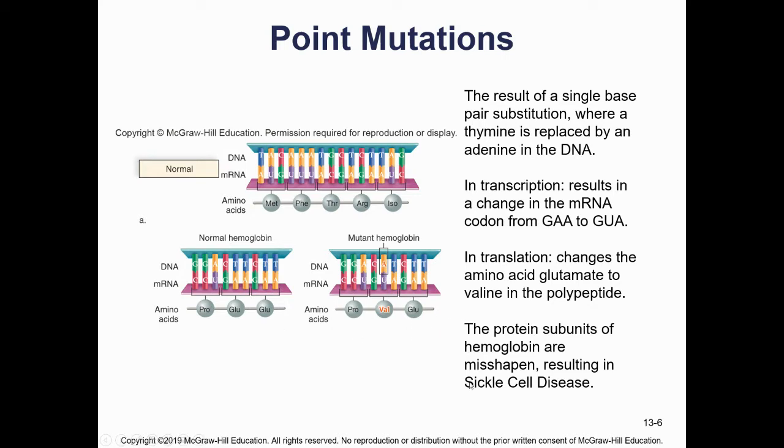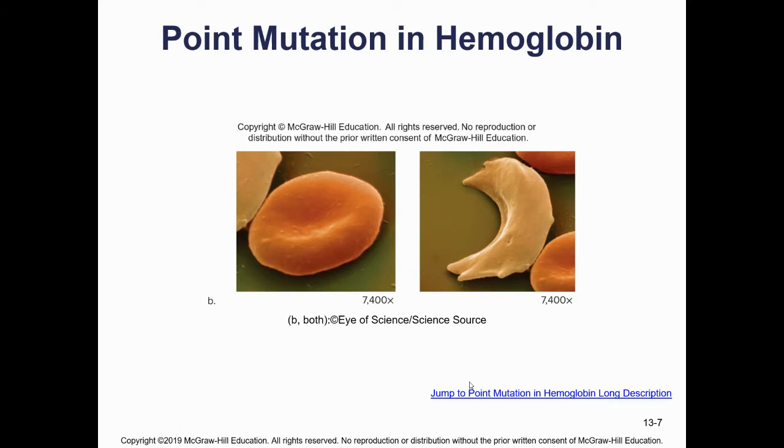hemoglobin. It's going to lead to incorrect folding in the secondary structure, which will lead to an inappropriate three-dimensional shape in the tertiary. Hemoglobin has four of those tertiary polypeptides that come together to give hemoglobin its final shape. And then we have billions of hemoglobin molecules, each able to carry four oxygens, packed into our red blood cells. The misshapen hemoglobin results in a misshapen red blood cell.